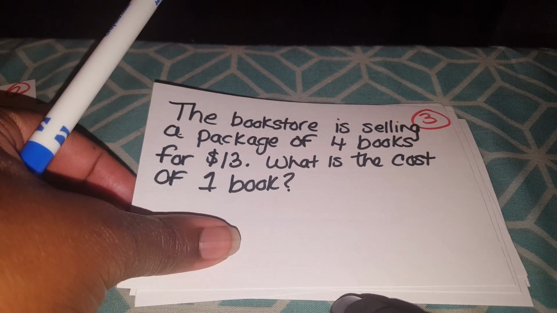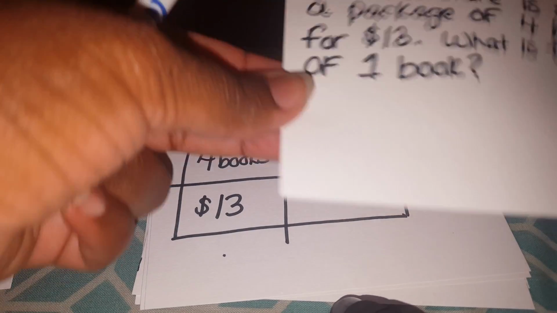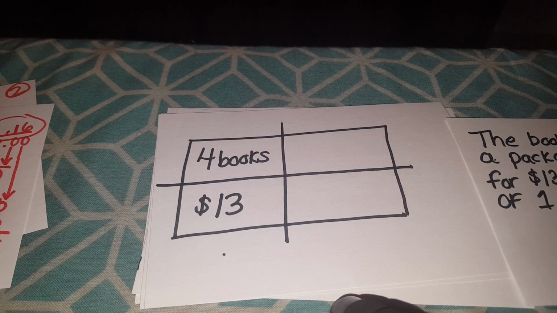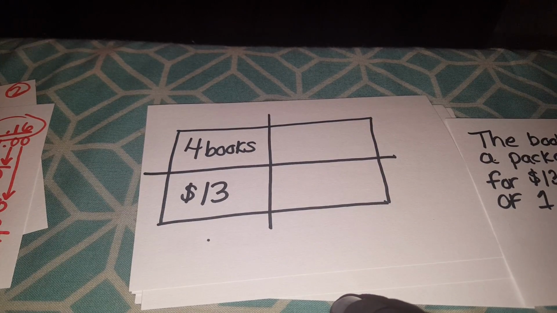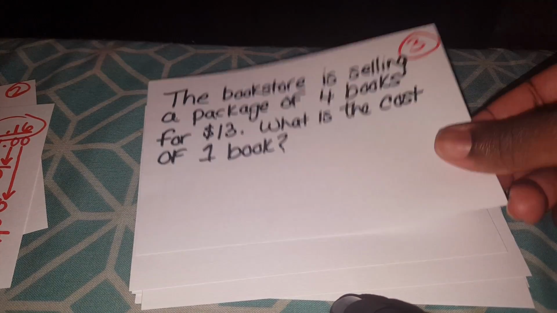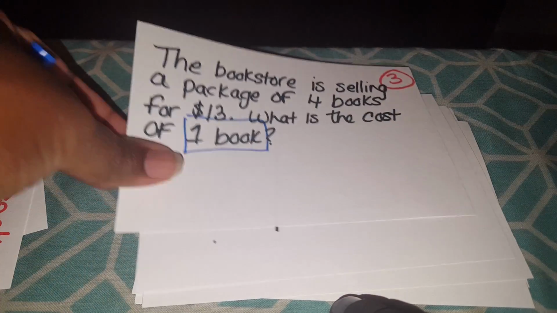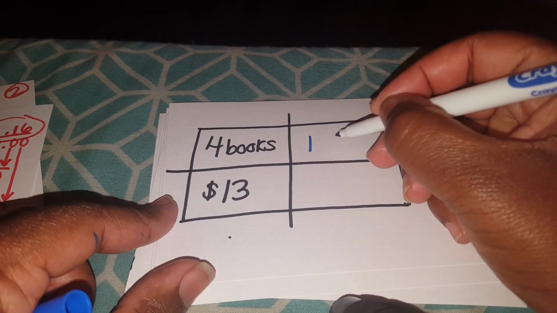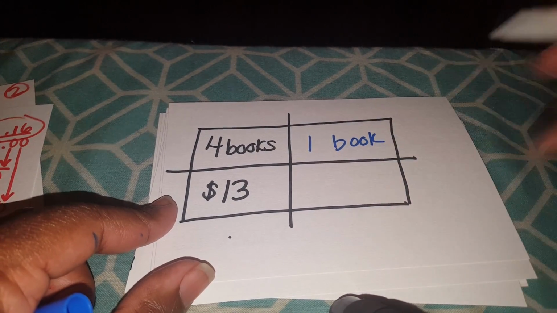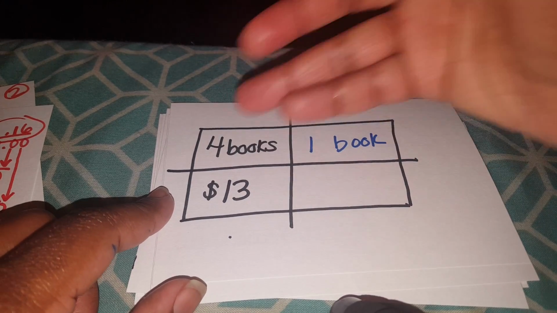Hopefully one of your 7th grade classmates got you set up like that. Bada boom, bada bing. Okay, so we got 4 books for $13. Where are we putting that 1 by? Well, since it's asking us for the cost of 1 book, I'm going to put the 1 by the books. 1 book.